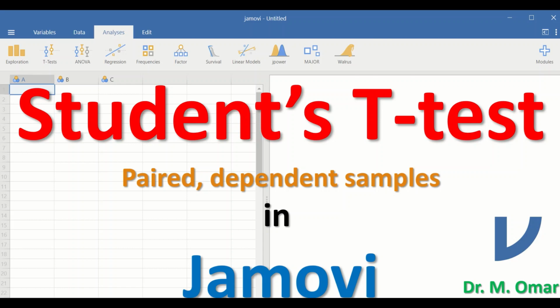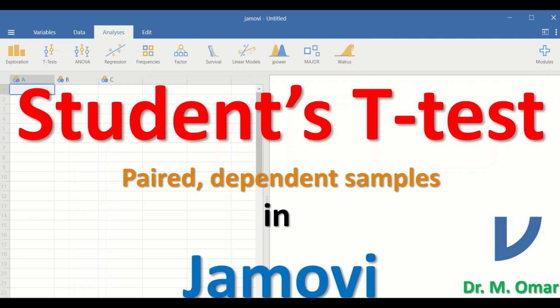or two groups of data that are related or paired, and to perform the test certain assumptions have to be fulfilled. The first assumption is that the data in each group is normally distributed.